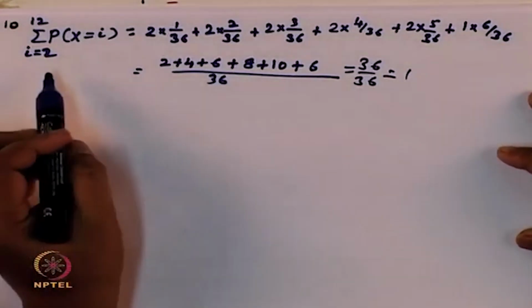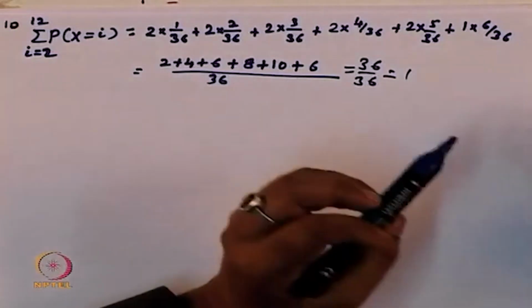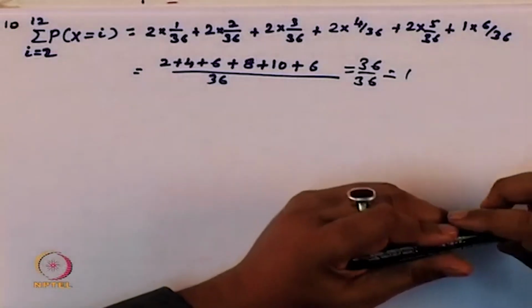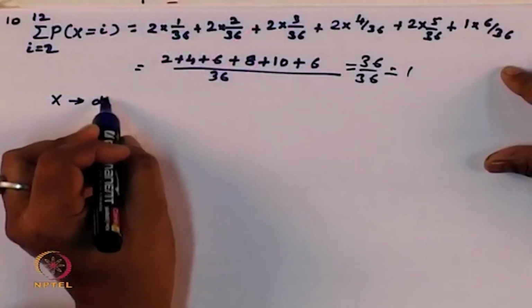So, what you see is that x in our case is a discrete random variable, and the summation of the probability of x equal to i over the entire sample space is equal to 1. So, you can define any random variable, and in this particular case x is a discrete random variable.